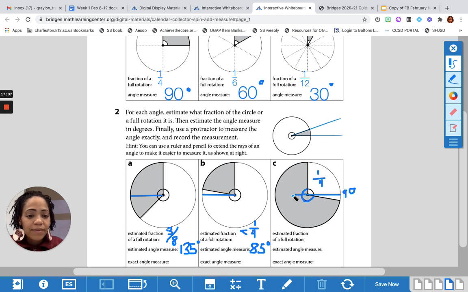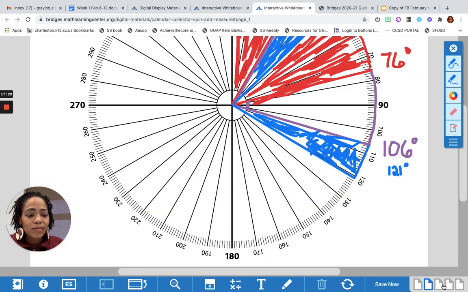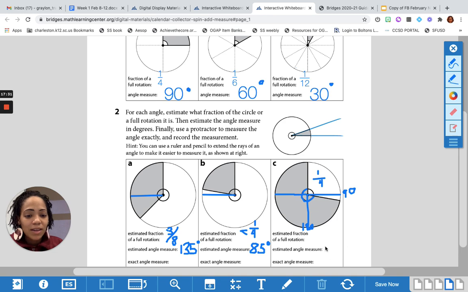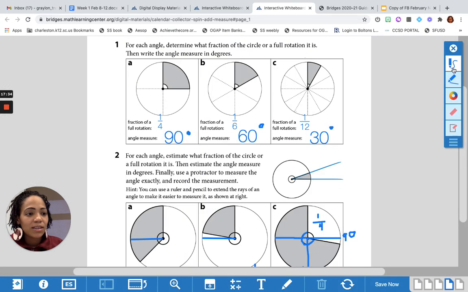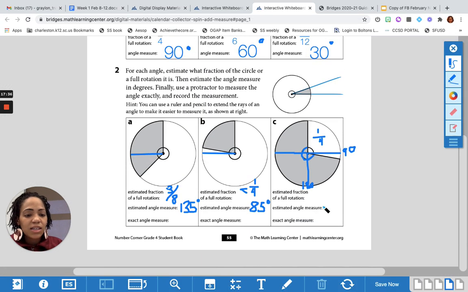We would have 90 plus another 90, or we should maybe remember that this is 180 degrees, a half of a full rotation, plus another 80, 85. What would you get? Yeah, so maybe like 260, 265. That's our estimate.